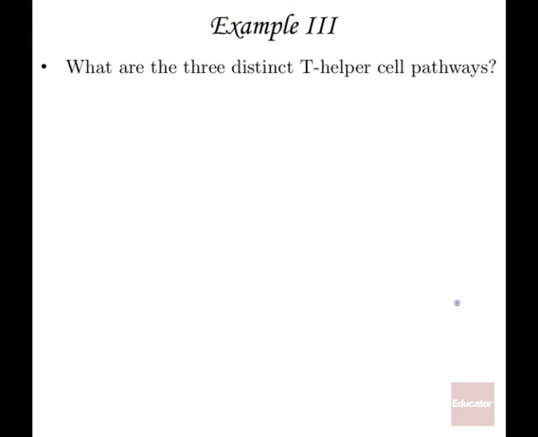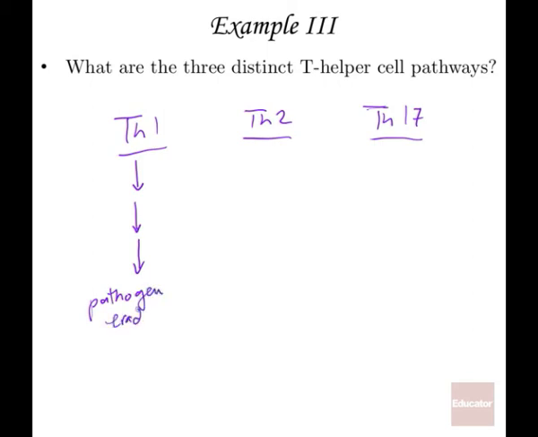Now, the final question has to do with what are the three distinct T helper cell pathways. So we have Th1, we have Th2, and we have Th17. Now, in terms of studying for your exam, I highly recommend that you take a blank piece of paper and trace down all the different things that occur in the Th1 pathway. Remember, the Th1 pathway is the pathogen eradication pathway. But what is the biggest part of that pathway? Number one, antigen presentation and major histocompatibility complex. That's really important. And once the T cells identify what that pathogen is all about, then we get pathogen eradication.